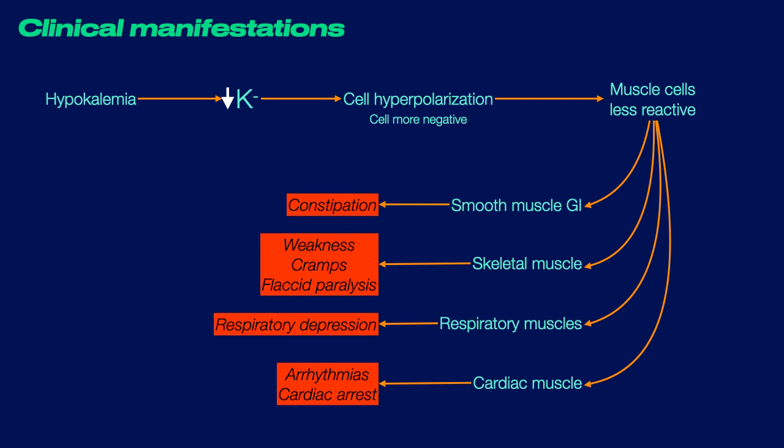Diminished skeletal muscle contractions can lead to muscle weakness, cramps, and flaccid paralysis, which tends to begin in the lower extremities and ascend upwards. Respiratory muscles may also be affected, and this will lead to respiratory depression. And finally, hypokalemia can affect the cardiac muscle contractions, which can lead to cardiac arrhythmias as well as cardiac arrest, which means that hypokalemia may kill you.